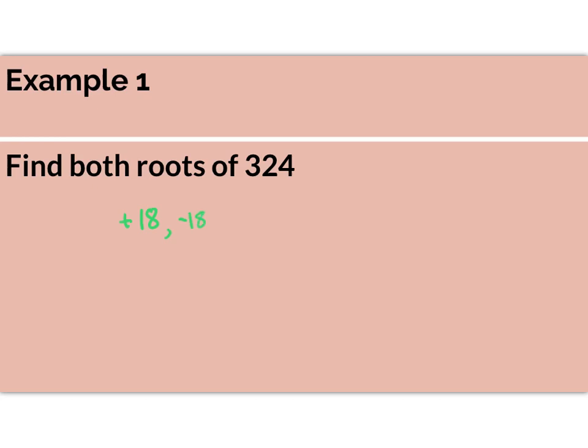Why is negative 18 the same as 324? Negative 18 times negative 18 equals 324. That's just the math. That's how it works out. A negative times a negative becomes a positive. So the negatives will cancel out when you multiply them together.